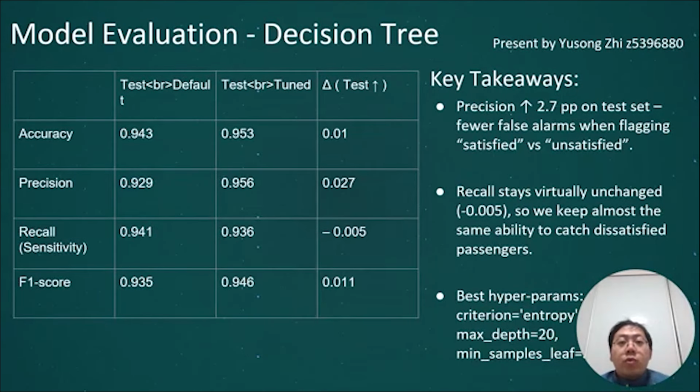For the decision tree, tuning with entropy split, max depth of 20, and minimum samples per leaf of less than 5 yields a 2.7-point precision gain with recall virtually unchanged. We flag far fewer false positives without missing dissatisfied flyers. Accuracy rises by 1 point, confirming that this tuned tree strikes the sweet spot between complexity and generalization. The result is a clear, reliable rule set for targeting service fixes.